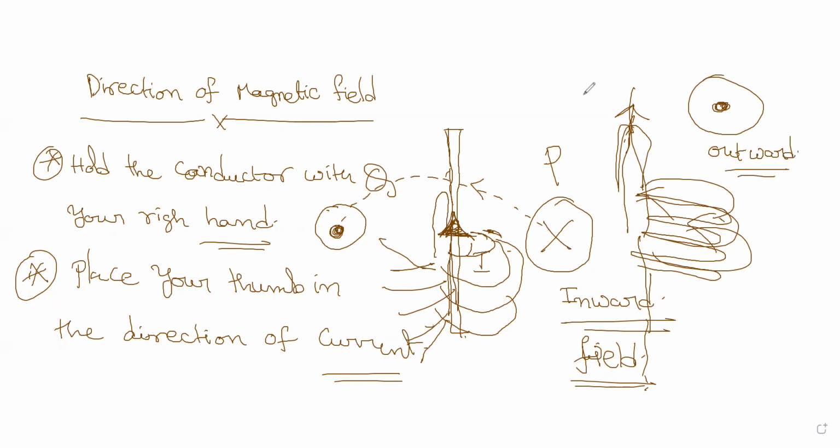So what you have to remember is that very simple thing. I'll redraw once again. If you have a current carrying conductor like this, now you see this side is definitely inwards at the point P, and the other side at the point Q, on the other side, it will be outwards. The field is coming out. This is outward field. This is decided by the curl of your fingers, how you are holding.